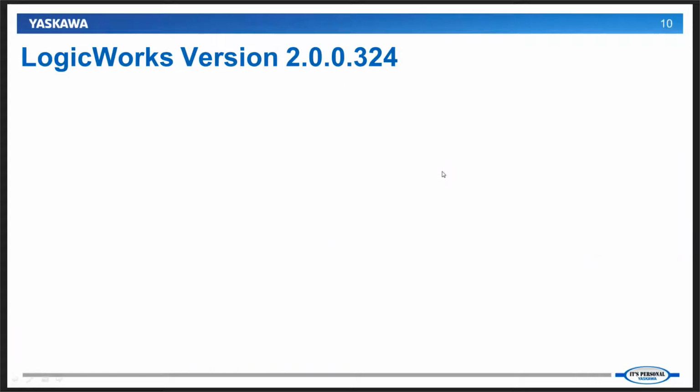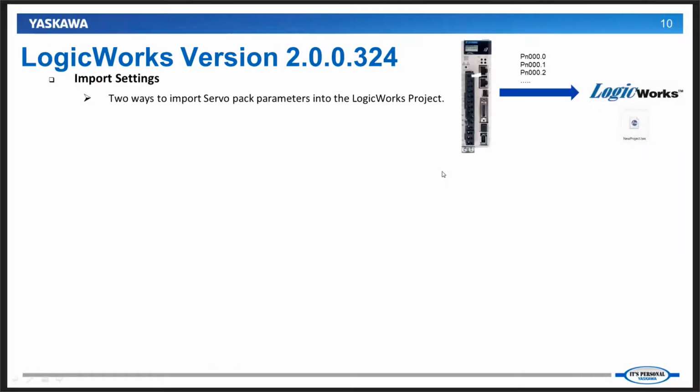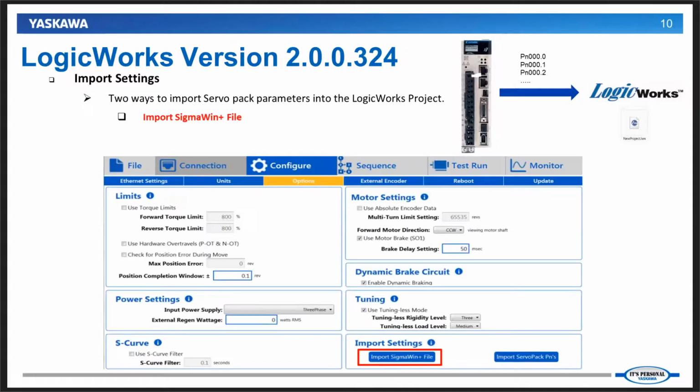Now you have two different ways of importing drive parameters into your Logicworks project. One is through a regular method that you all used to, which is using SigmaWin plus file, and the other is import servo pack PN, which is a new functionality that we have added in version 2. So I'll talk about each of these methods on the next slide here.